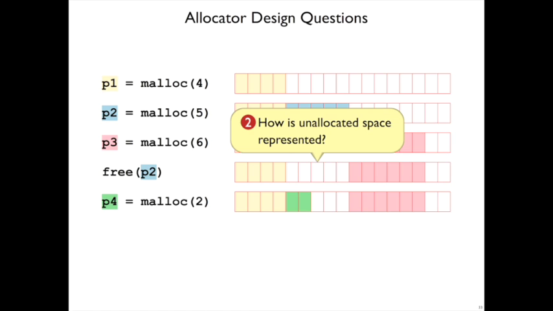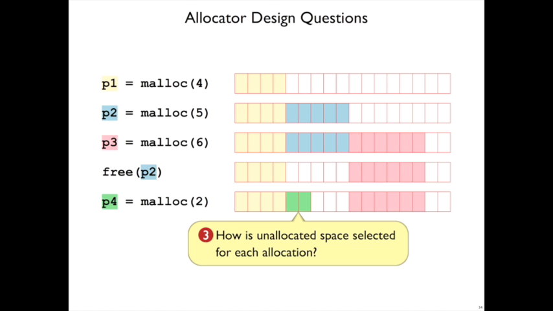Another question in its implementation is how does it represent unallocated space, such as this block that was just freed by the application. The third question is how is unallocated space selected for allocation? Different allocators, depending on their representation of unallocated space, have different ways of selecting parts of that unallocated space to claim for a new malloc request.